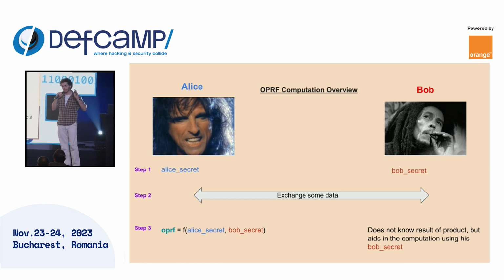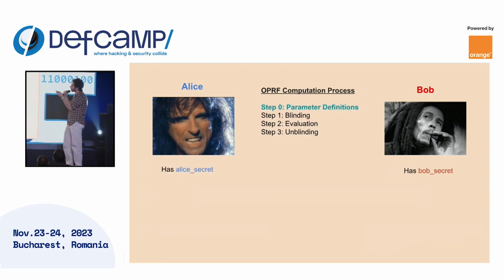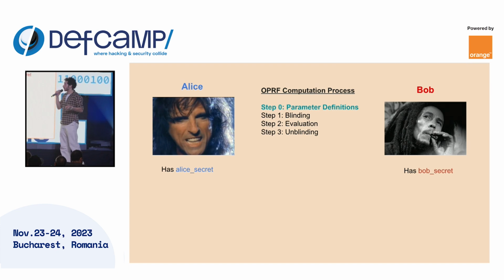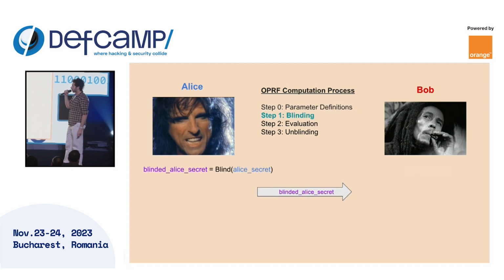We're going to talk a little bit right now about how to do this. The next couple of slides will be a little bit technical, but I'm going to try to explain it as much as possible. So there is the first step, which is step 0. Both of them need to have a secret, a number that they need to keep secret that nobody else should know about. And this first part is the blinding.